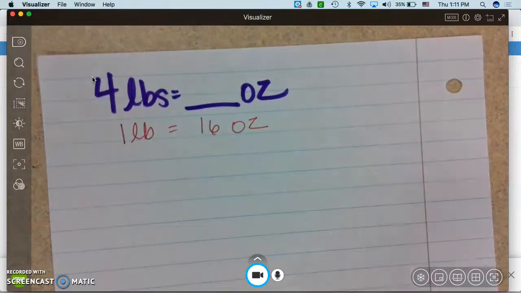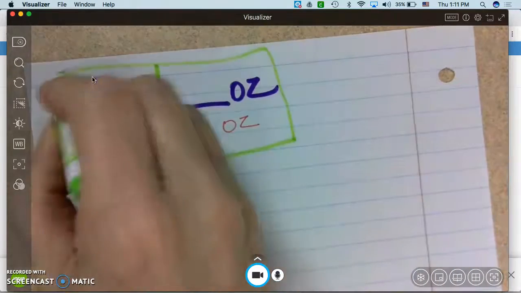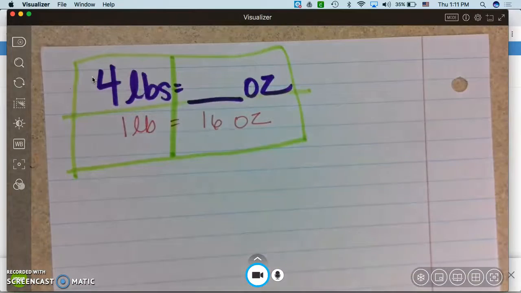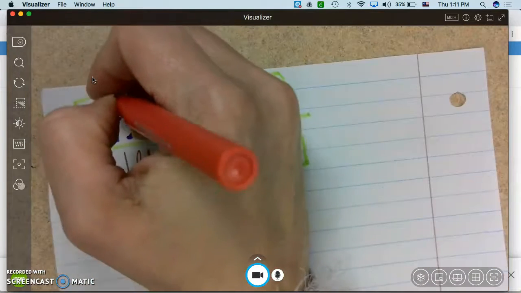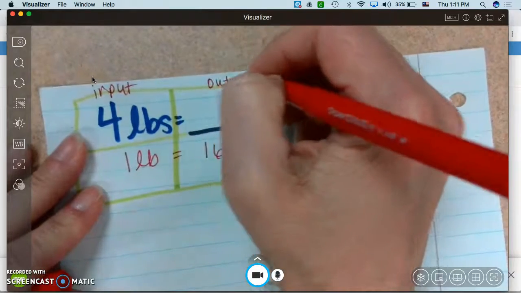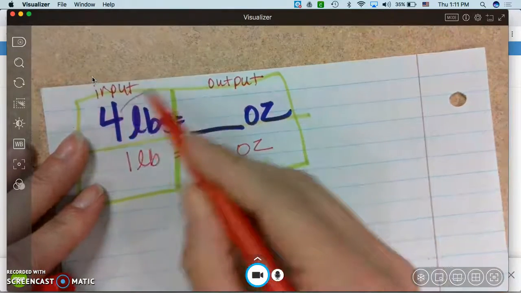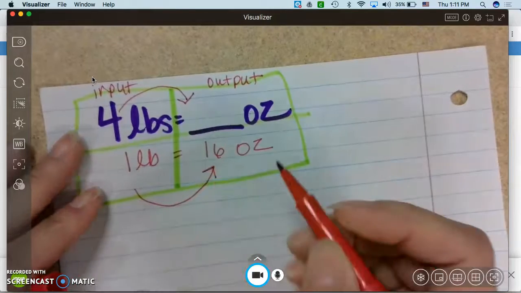And then think about this as an input-output table. So you can draw a line down the middle, make your box, and then separate that into 2 rows. So then on the left side, that's your input. And on the right side, that's your output. Then you need to think, how can I get from 4 to the blank? Since I'm going that way here, I have to go the same direction here.